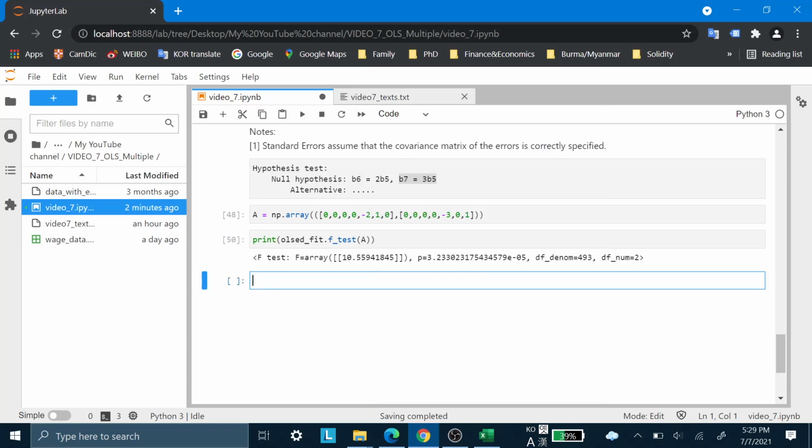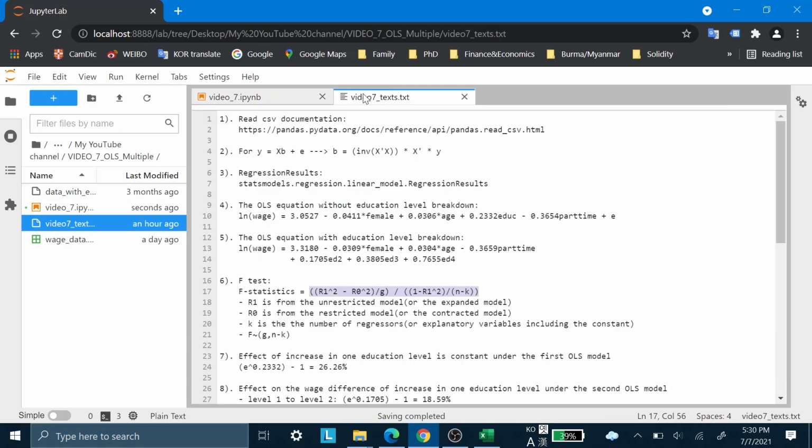You can find out the F critical values to determine whether or not to reject the null hypothesis. But anyway, you can just look at the p-value too. Since the p-value is really small, you are going to reject the null hypothesis and accept the alternative, which is saying that the effect of an increase in one education level is not constant.